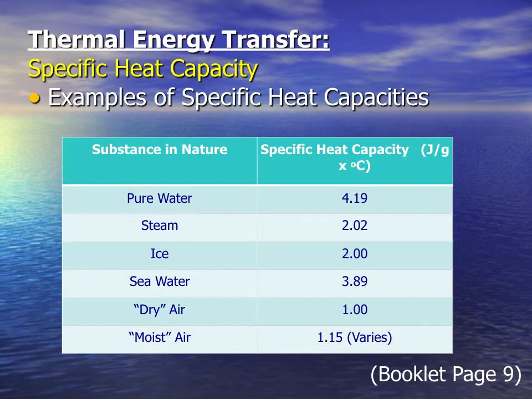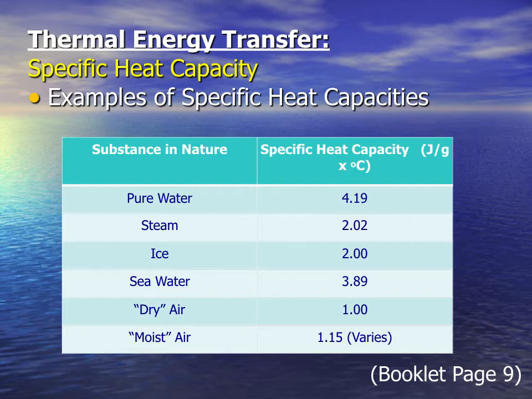So just as an example, this is a chart of specific heat capacities. And if you look here, pure water has a specific heat capacity of 4.19. Now, just that H2O in different phases, so we have steam would be 2.02, ice would be 2.00, seawater, so with salt in it, would be 3.89, and then dry air, if you will, is about 1, and moist air, so humid air, is about 1.15. Yeah, so there we go. This is just kind of an example.